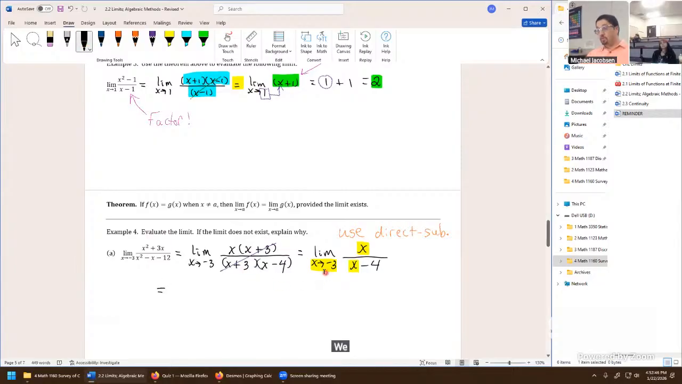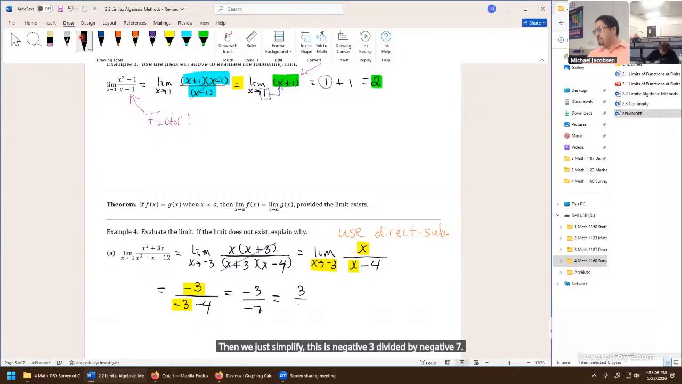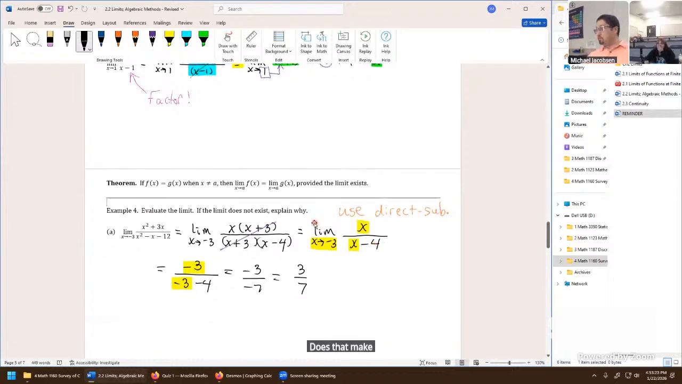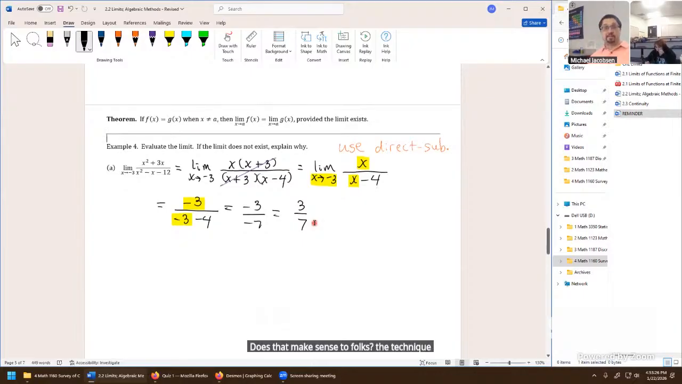We write a new equality, but after we use direct substitution, we drop the whole limiting statement. We're just done with that thing. We'll just say we have -3 divided by -3 minus 4. Then we just simplify. This is -3 divided by -7, reducing to 3/7. And the whole problem ends right at that step. Once we eliminated that problematic factor, that x plus 3, the rest of it just goes really, really fast. It's like a function evaluation at that step. Does that make sense to folks on the technique so far with this one?